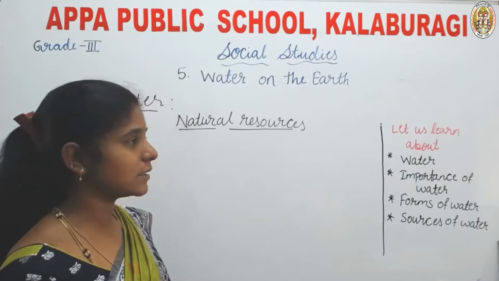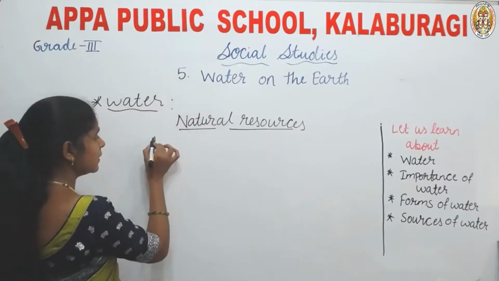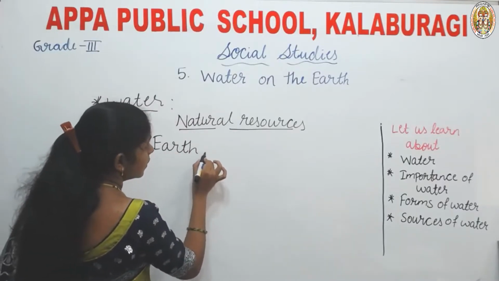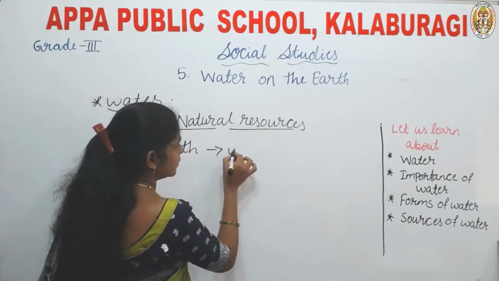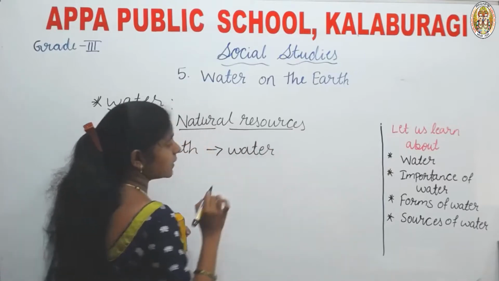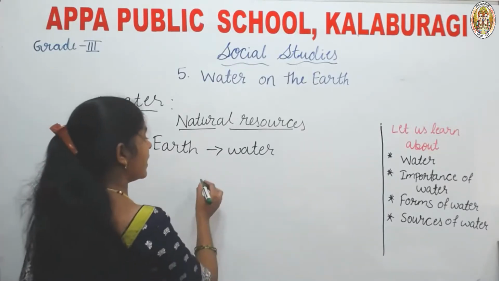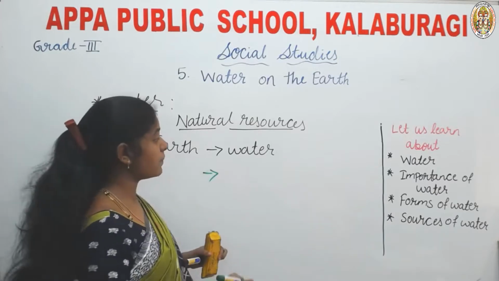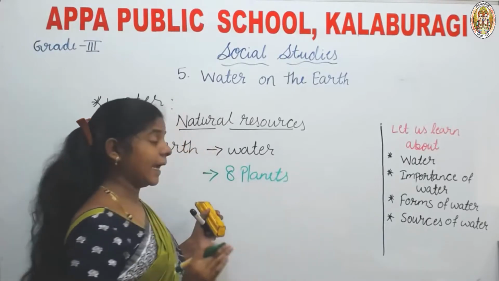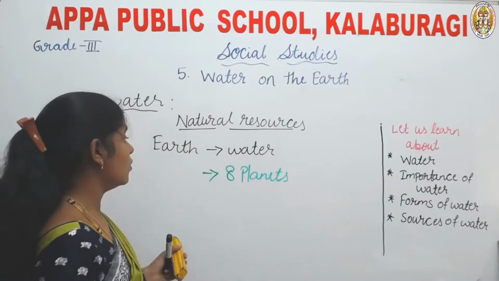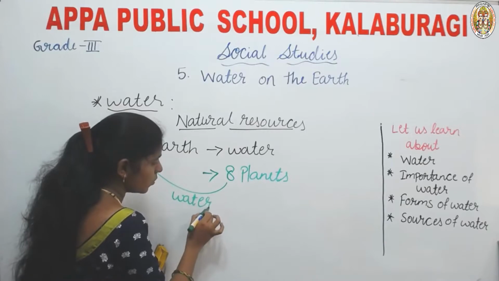Earth is the only planet that has water. How many planets are there? You already know. There are 8 planets in our solar system. Only Earth has water.